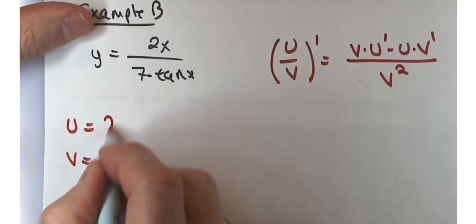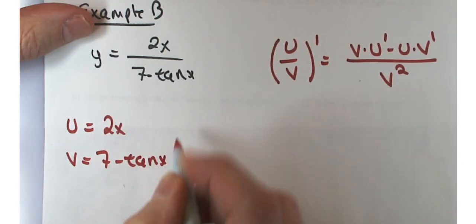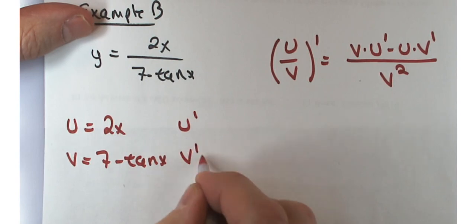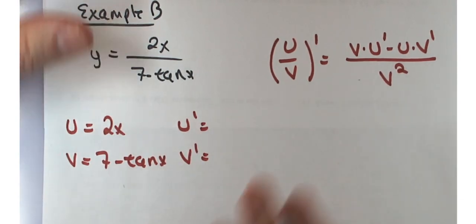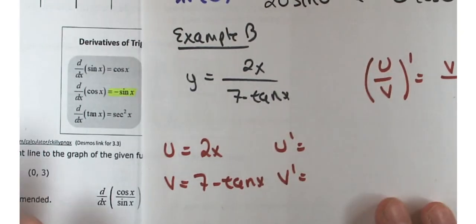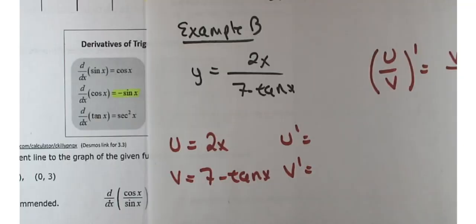So let's figure out our u and our v. U is going to be 2x. V is going to be 7 minus tangent of x. Give yourself a second to figure out u prime and v prime. See if you can't figure those out. Feel free to look back at your little sheet here. Remind yourselves what the derivative of the tangent is.